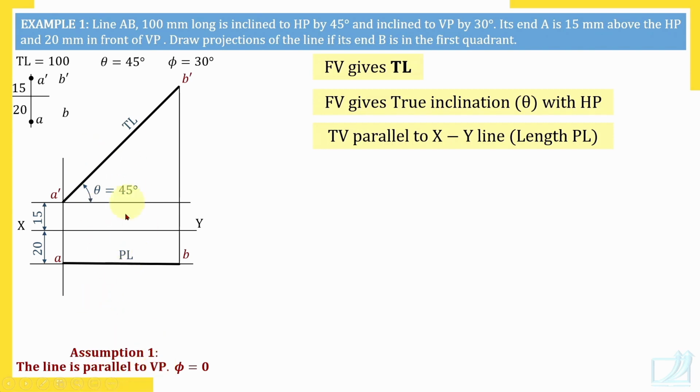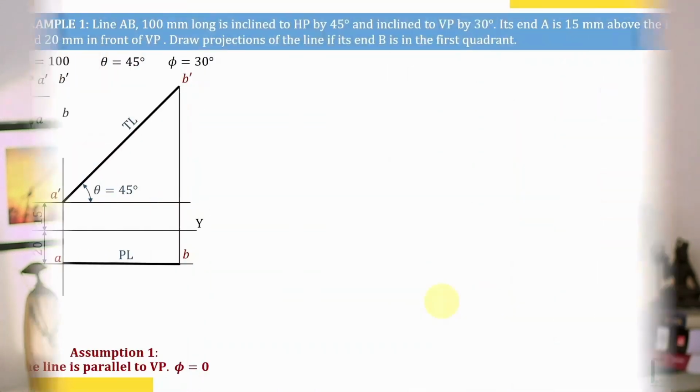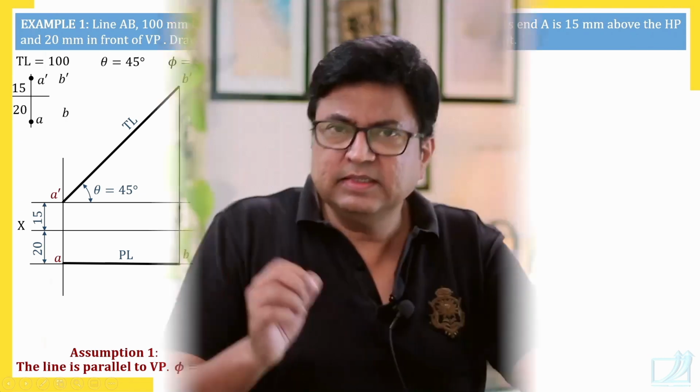But this is not the final drawing. These are the views of the line in a certain assumption. And what is our assumption? Line is parallel to VP. Now we'll assume line parallel to HP. That is, inclination of line with HP theta is equal to 0. So this is our second assumption. Line is parallel to HP and theta equal to 0. In this case, we know that if line is parallel to HP, then top view gives true length and true inclination, and front view appears parallel to XY line.